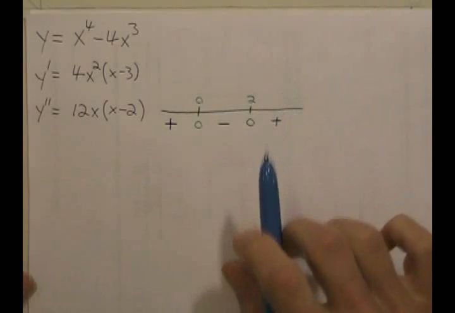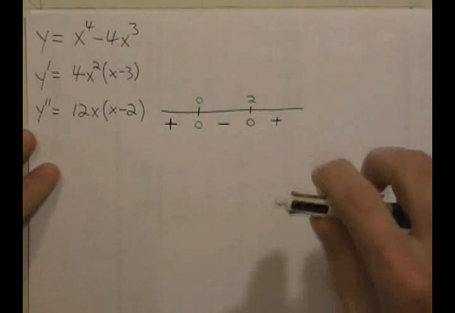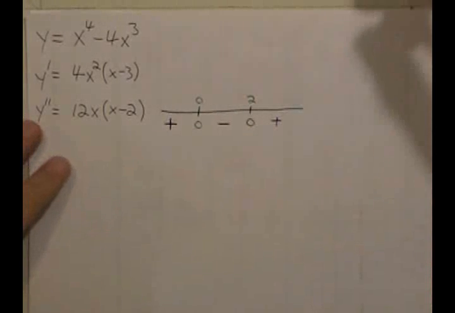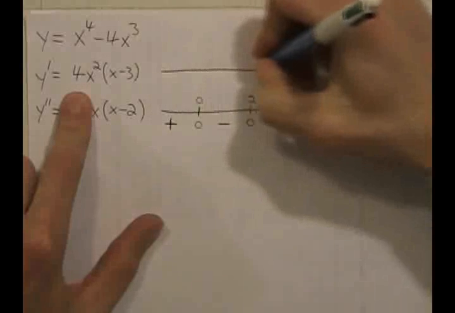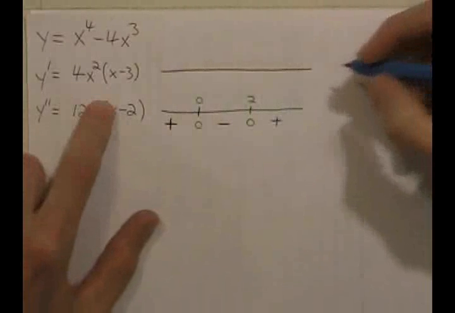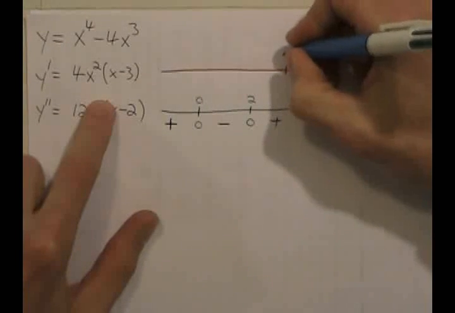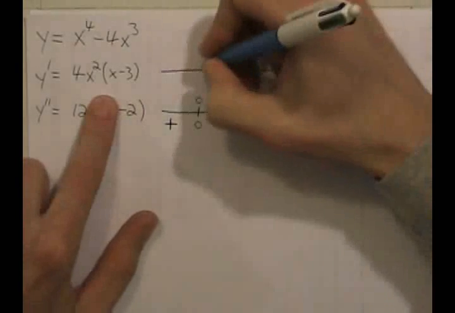That's all that you need to do for concavity. If, as a bonus, you want to figure out where it's increasing and decreasing, you look at the sign chart for y prime. So where is this 0? It's 0 at 3, and it's 0 at 0.